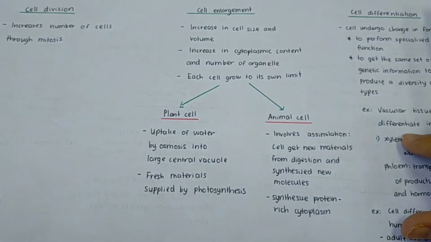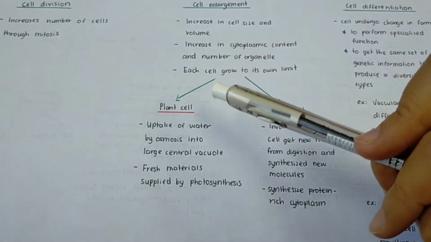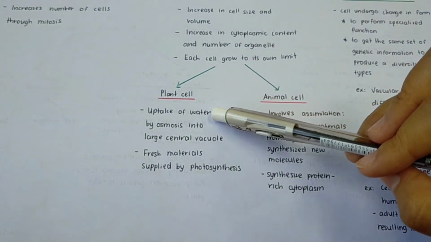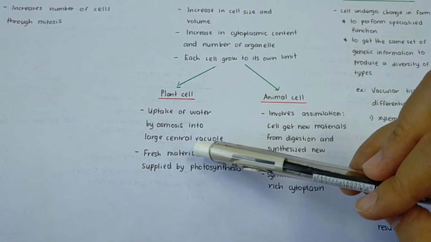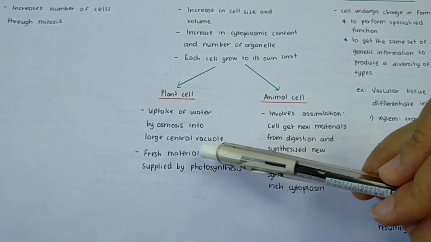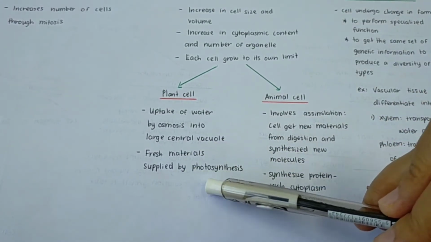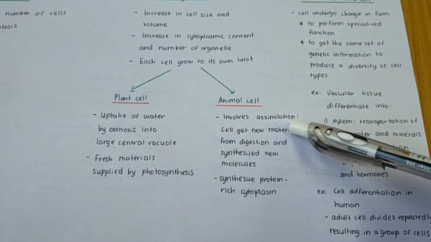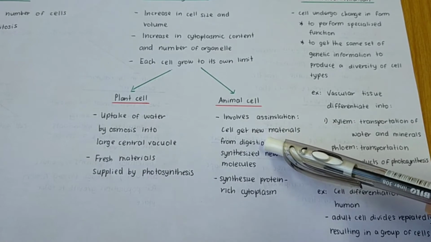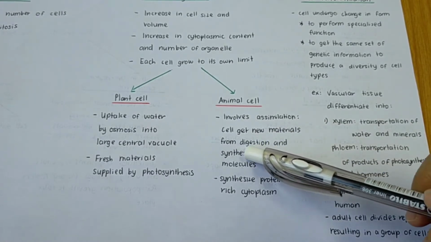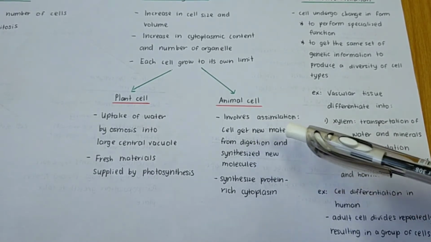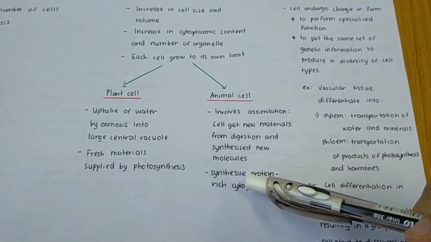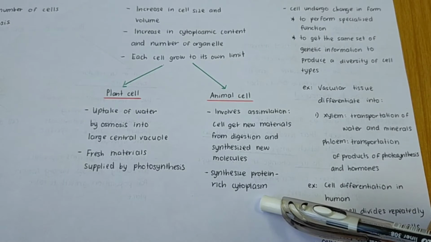Okay, so for cell enlargement, it will be different in both plant cell and also animal cell. So for plant cell, it will involve uptake of water by osmosis into large central vacuole, and then fresh material is supplied by photosynthesis. For animal cell, it will involve assimilation, which is the cell gets new material from digestion. The keywords here are digestion, and synthesize new molecule. Okay, and also it will synthesize protein-rich cytoplasm.